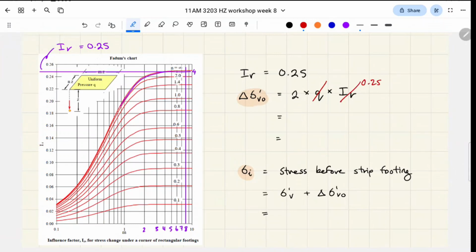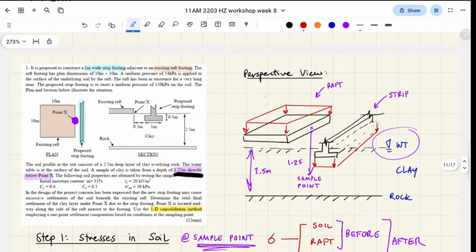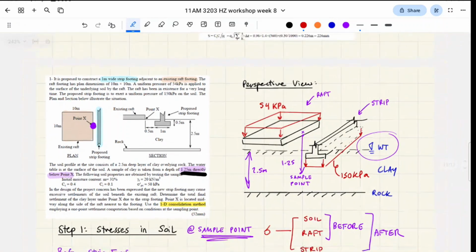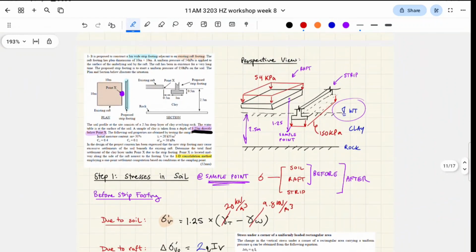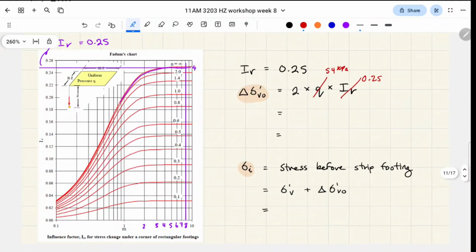Let me do this one first. So in terms of what Q is, we're actually given Q in the question. I forgot to write this in, sorry. But we're told that the raft footing has 54 kPa of loading. And we're also told the strip footing has, sorry, I'll draw it down here, 150 kPa of loading, okay? These would be our Q values when we're assessing the raft footing and the strip footing respectively, okay? So again, this is from the question. I just forgot to tell you guys. It's one of the first sentences. So that's 54 kPa. Right.